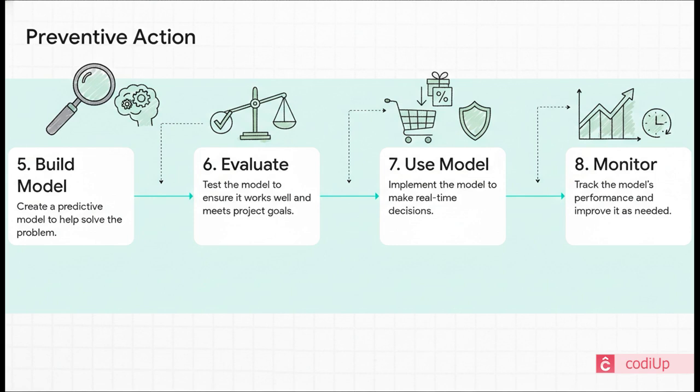After testing it to make sure it's accurate, they put it to work. Now, the moment the system flags a customer who's likely to leave because of shipping costs, it can automatically offer them free shipping right then and there, solving the problem before it even happens. And finally, they keep an eye on it, always tweaking and improving it to keep it effective. It's not just about solving the mystery anymore. It's about making sure it never happens again.